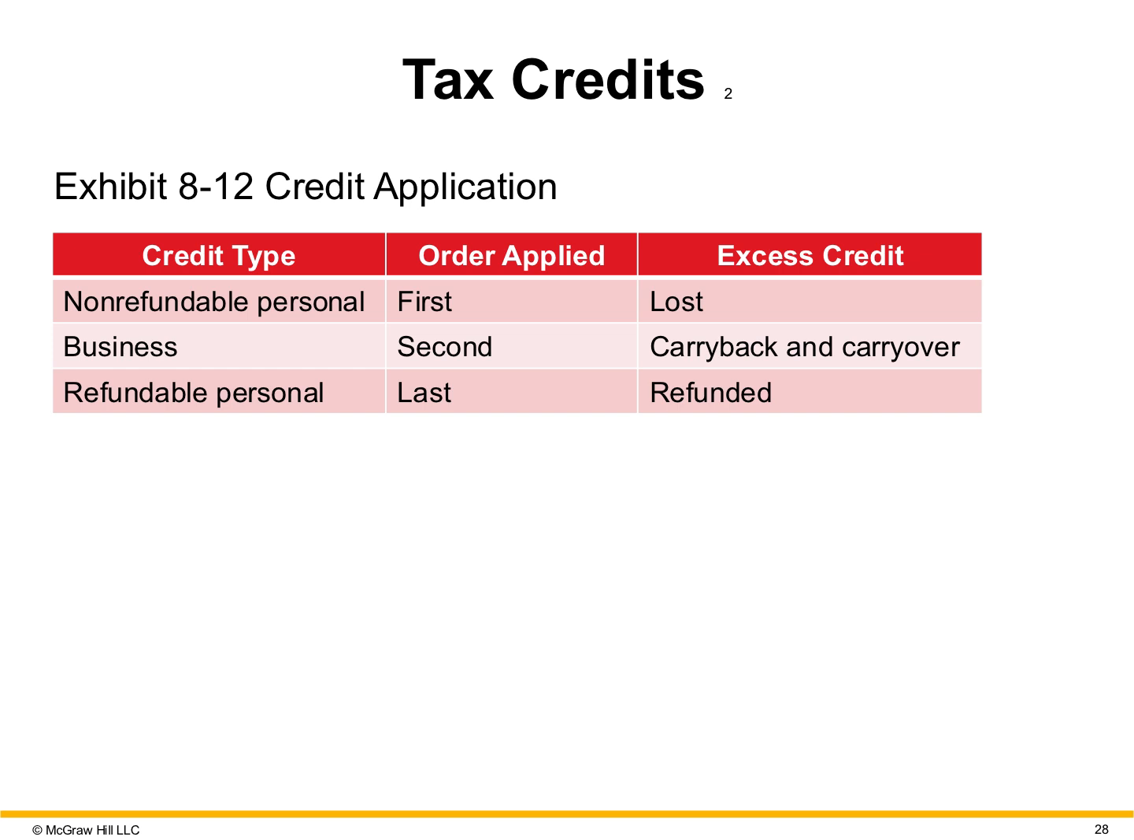Then for the refundable personal credits, since those can reduce the gross tax below zero, that's what creates a refund. That's why they're called the refundable personal tax credits. Any excess credit gets refunded to the taxpayer.